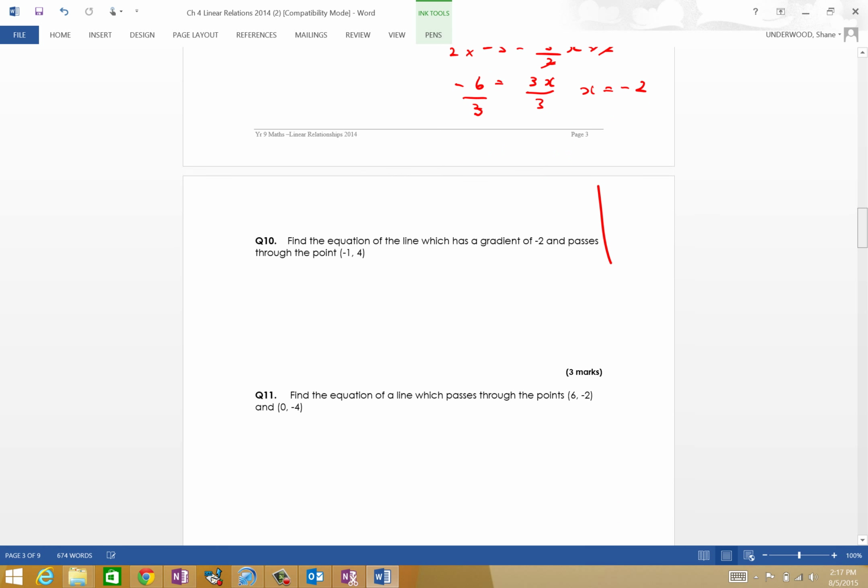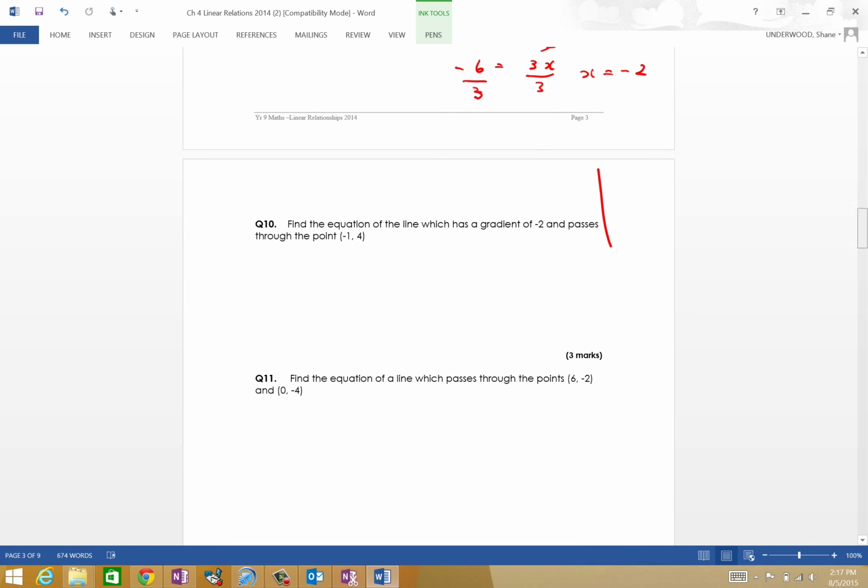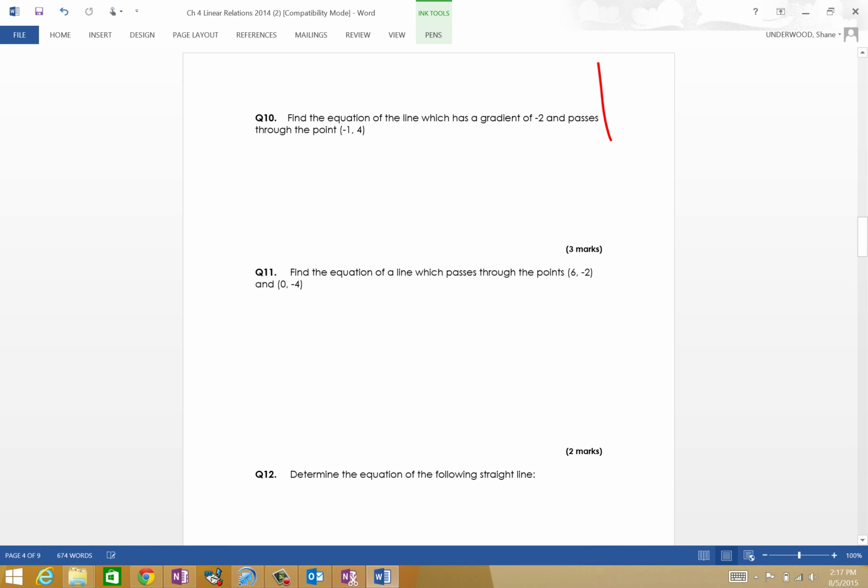All right, let's persist. Find the equation of the line which has a gradient of minus 2 and passes through the point. Now, whenever you're doing this, I'd never want to see this blank, because with a gradient of minus 2, we should all know that y equals mx plus c.